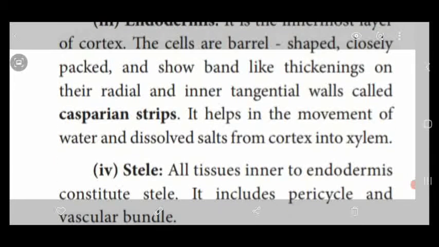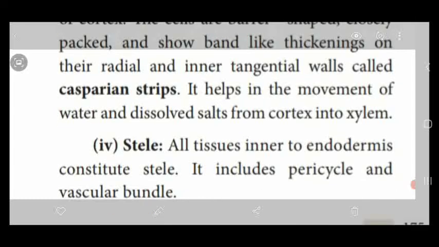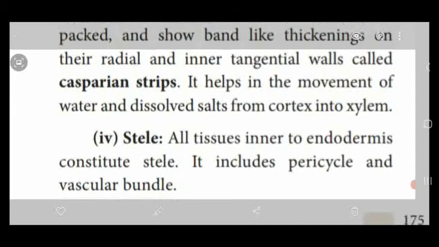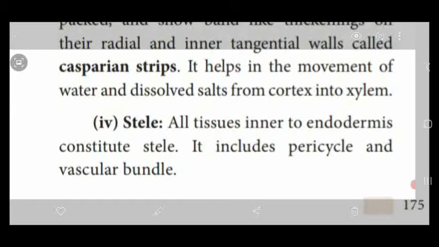It is the innermost layer of the cortex. It is barrel shaped, closely packed, tight, no gap, with dark band-like thickenings present in the radial and inner tangential walls called Casparian strip. This helps in the movement of water and mineral salts from the cortex to the xylem.